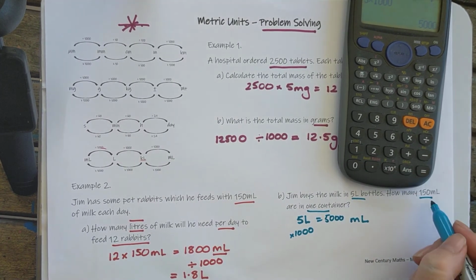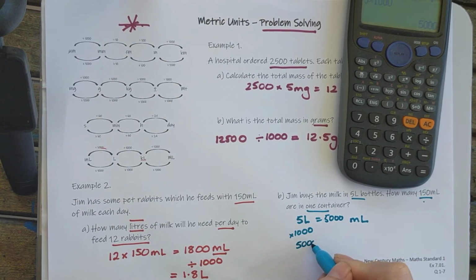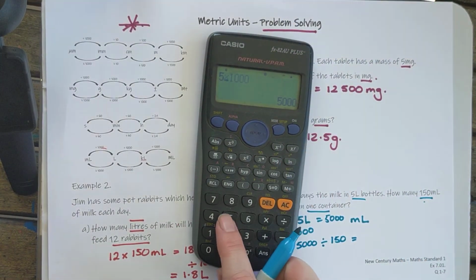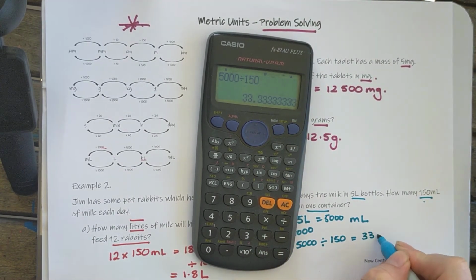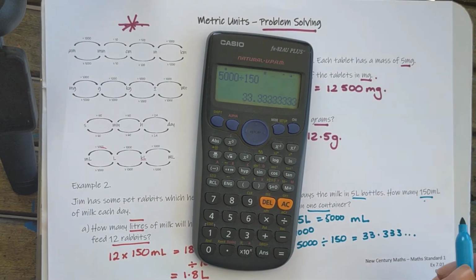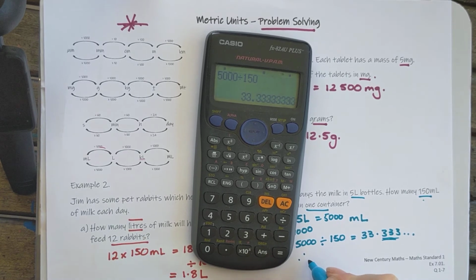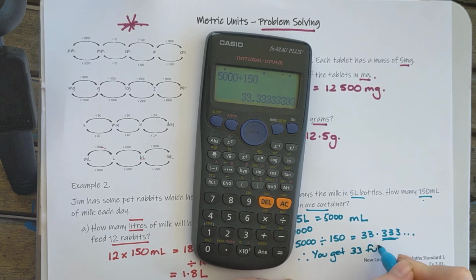If we want to know how many 150 mils fit in there, we're going to do 5,000 divided by 150. So we'll do that on our calculator. 5,000 divided by 150 and we're going to get 33.333 as an answer. So that tells us that we can get 33 150 ml lots measured out, and then there'll be a bit left over. So we're going to say, therefore, you get 33 full lots of 150 mils.